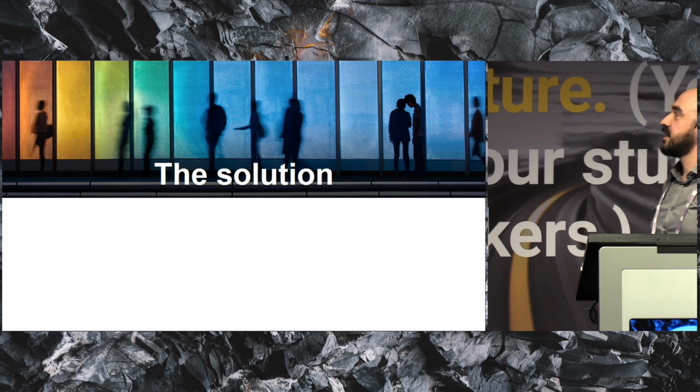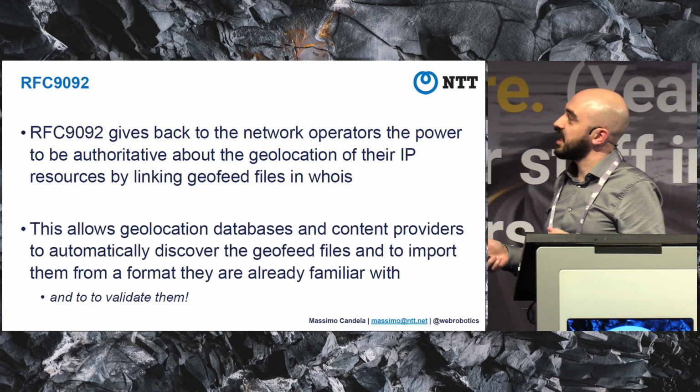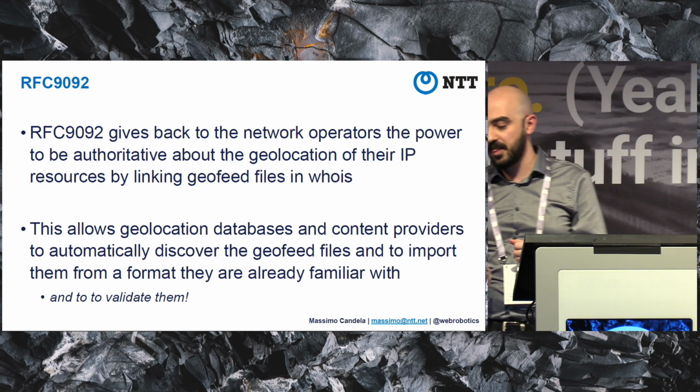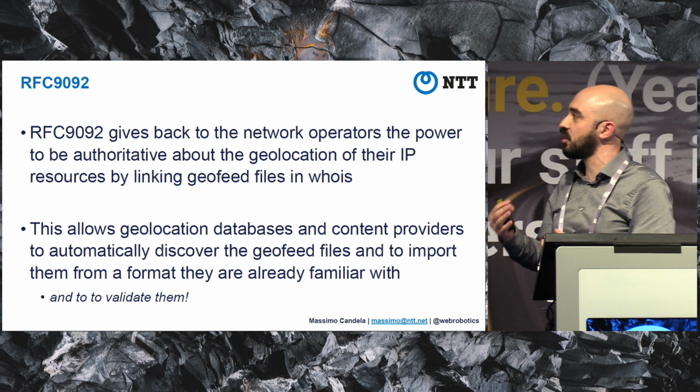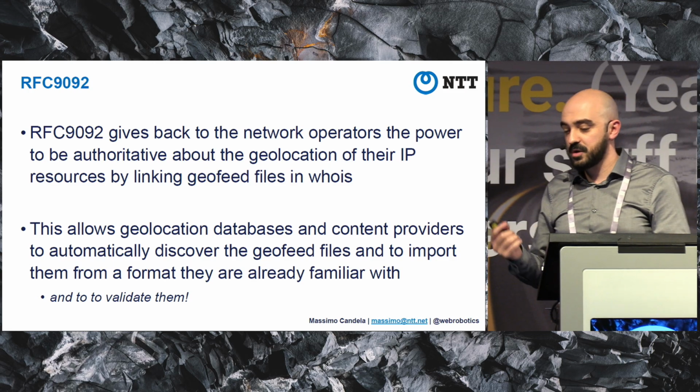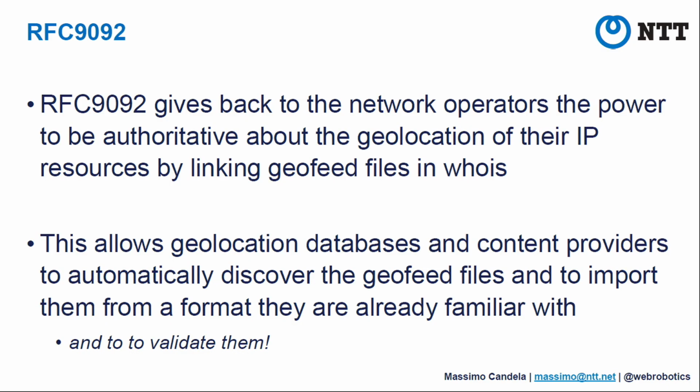So what is the solution? As we will see, it is this RFC, the one that we saw at the beginning. It's RFC 9092, the one that you saw at the beginning. It is now 1.5 years old, more or less. And here I wrote, it gives back to the network operator the power to be authoritative about the geolocation. Now, a colleague of mine said, why give back? We never had that power. Indeed. So it's just to give operators the power to provide this information. And with authoritative, I mean that you are at least the initial source.